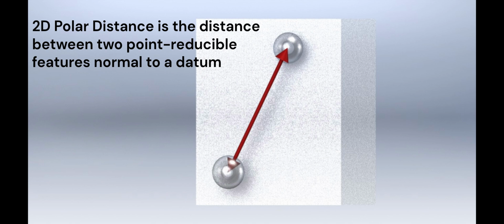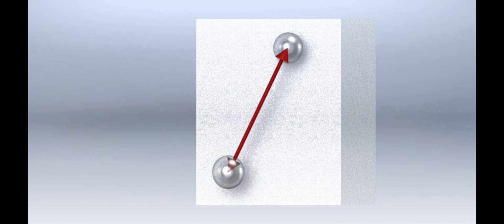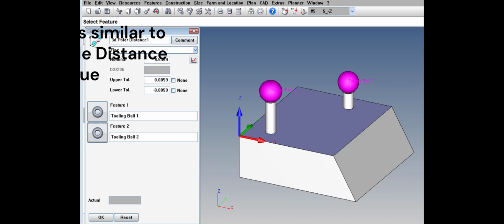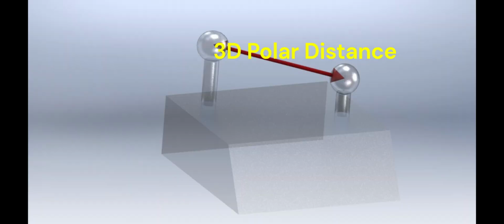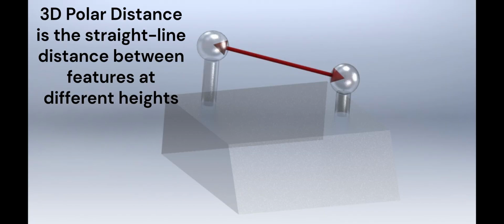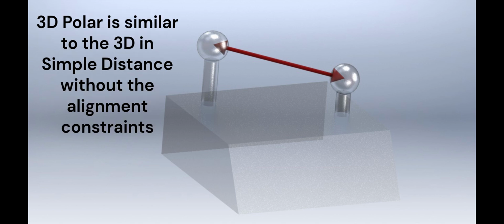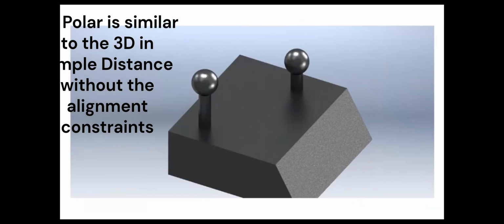(2D) polar distance is the distance between two point-reducible features normal to a datum. This is similar to simple distance, R value. (3D) polar distance is the straight line distance between features at different heights. 3D polar is similar to the 3D in simple distance without the alignment constraints.